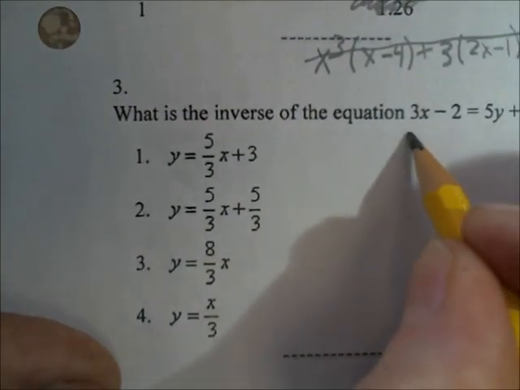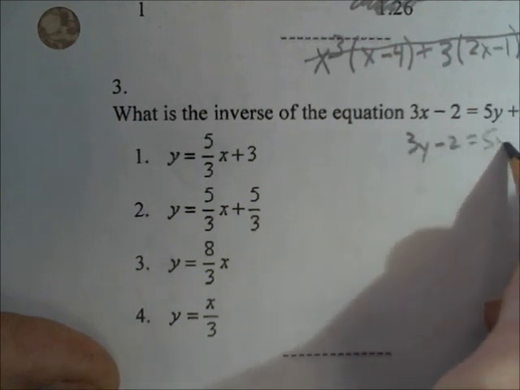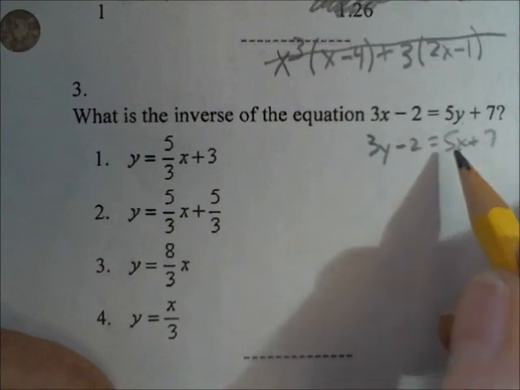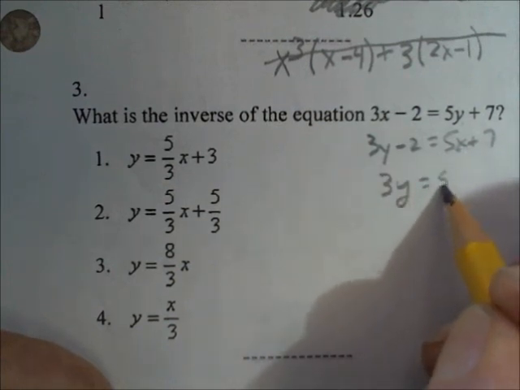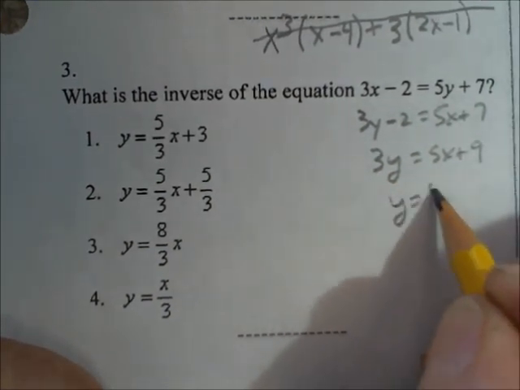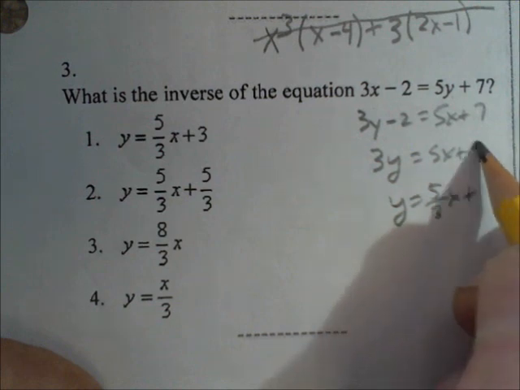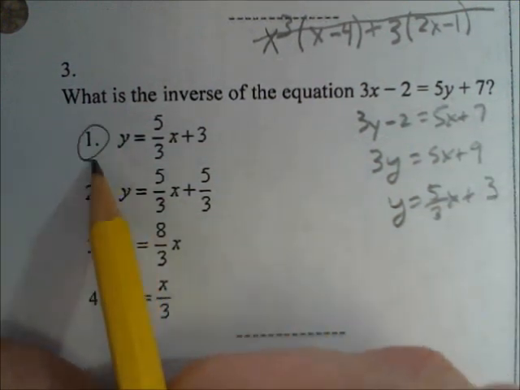Number 3, the inverse. If you switch x and y, you get the inverse. So you have 3y minus 2 equals 5x plus 7. Solving this for y, add 2 to both sides. 3y equals 5x plus 9. And then divide by 3. y equals 5 over 3 x plus 9 over 3, which is 3. So the answer to this one is option 1.